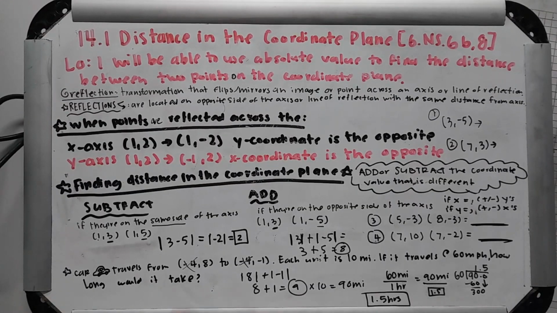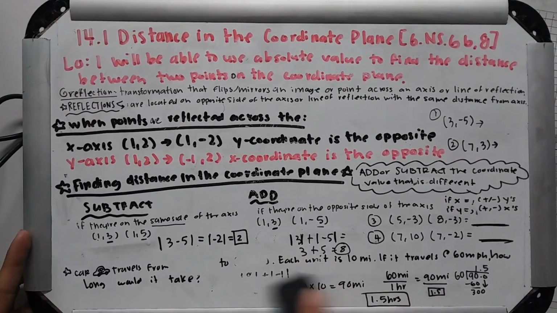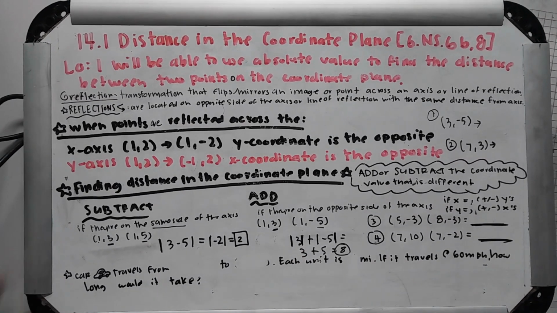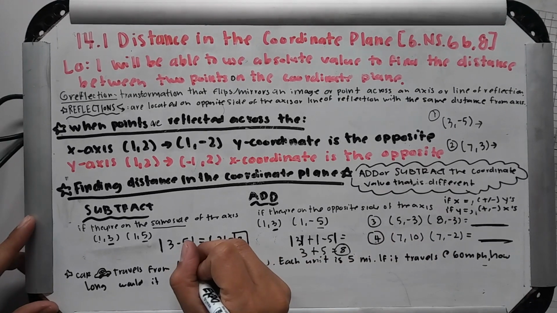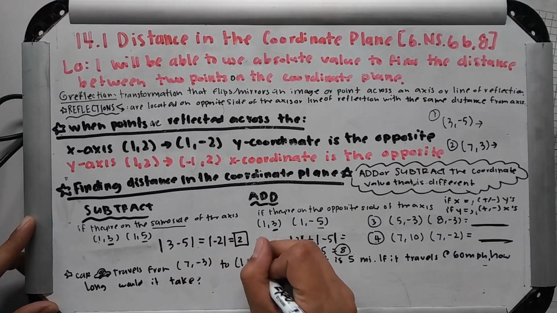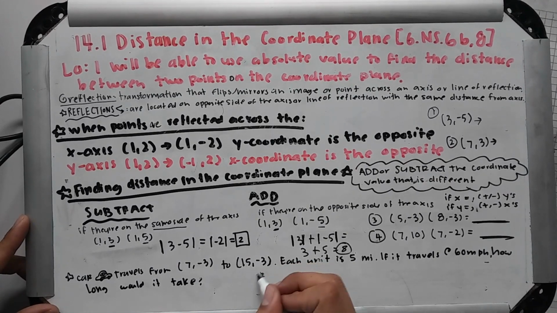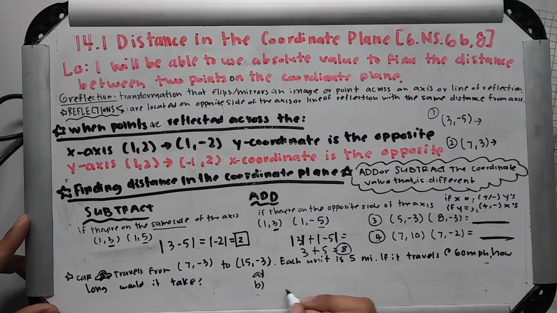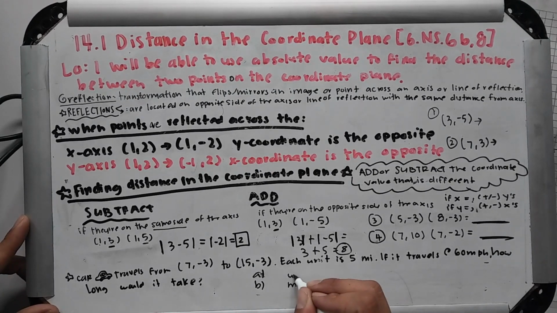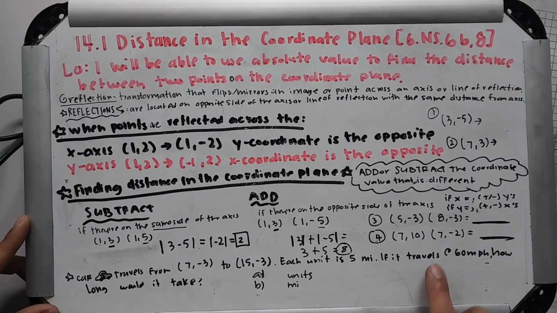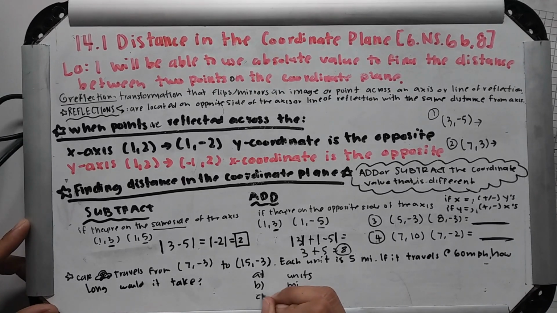Let me go ahead and give you one to do for this one, and then we'll call it a day. Go ahead and give me the distance between those 2 points. If every unit is 5 miles, give me the miles. And then if it travels at 60 miles per hour, how many hours would it take to go that distance?